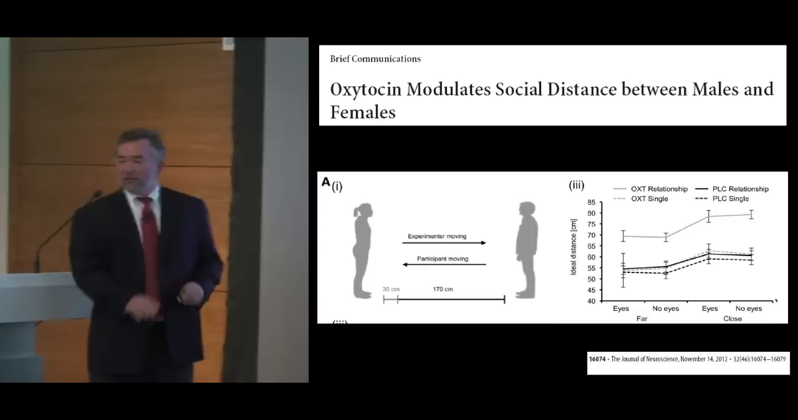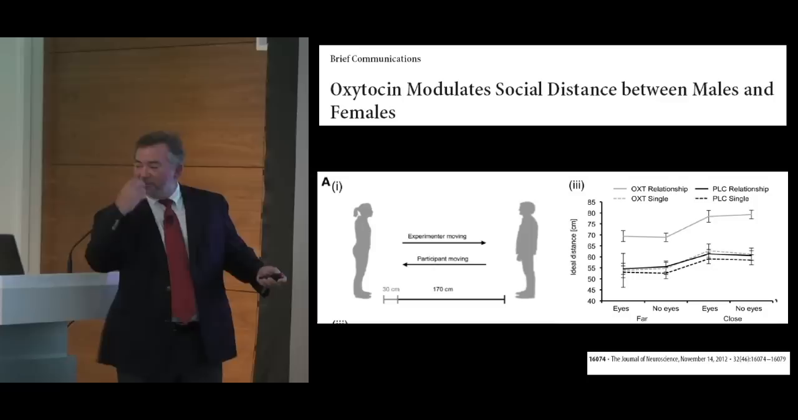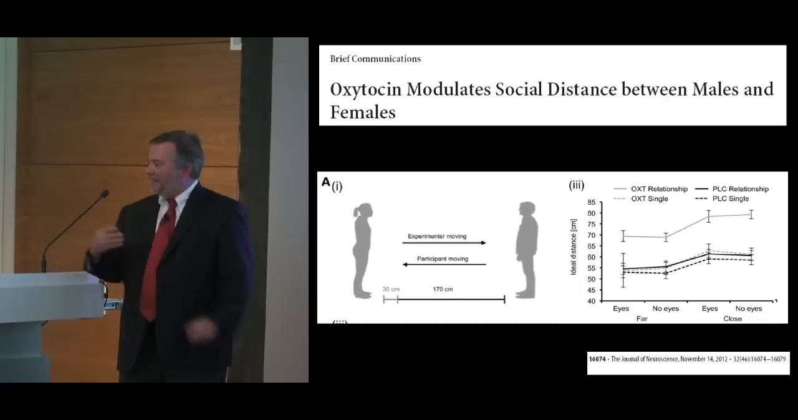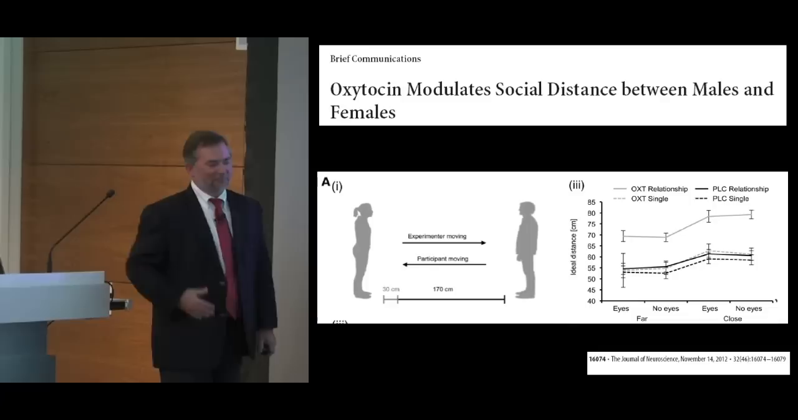If you're single, it has no impact on where you tell her to stop. But if you are in a relationship and you took intranasal oxytocin, you ask the woman to stop at a further distance away. So the author suggested, this was published in the Journal of Neuroscience, that this is a way of maintaining monogamous relationships by keeping attractive experimenters at a distance from you. And that if women want to keep their man faithful, they need to stimulate his oxytocin levels.